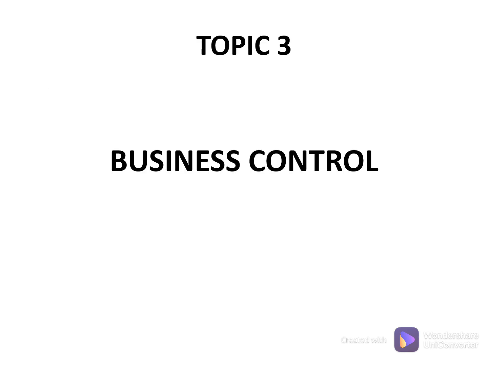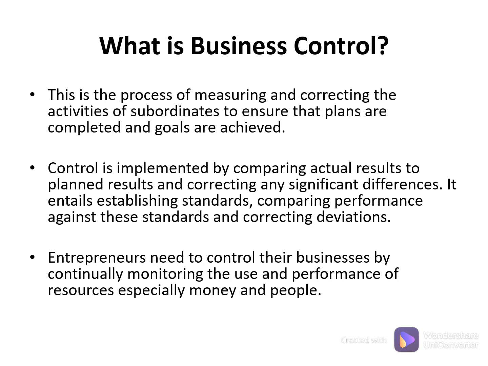And then we have business control. What is business control? This is the process of measuring and correcting the activities of subordinates to ensure that plans are completed and goals are achieved accordingly. We are talking about managing transition. In managing transition, you need to make some control to make sure things are moving according to plan. You understand? That's the whole essence of control. So control is implemented by comparing actual result to planned result and correcting any significant differences.